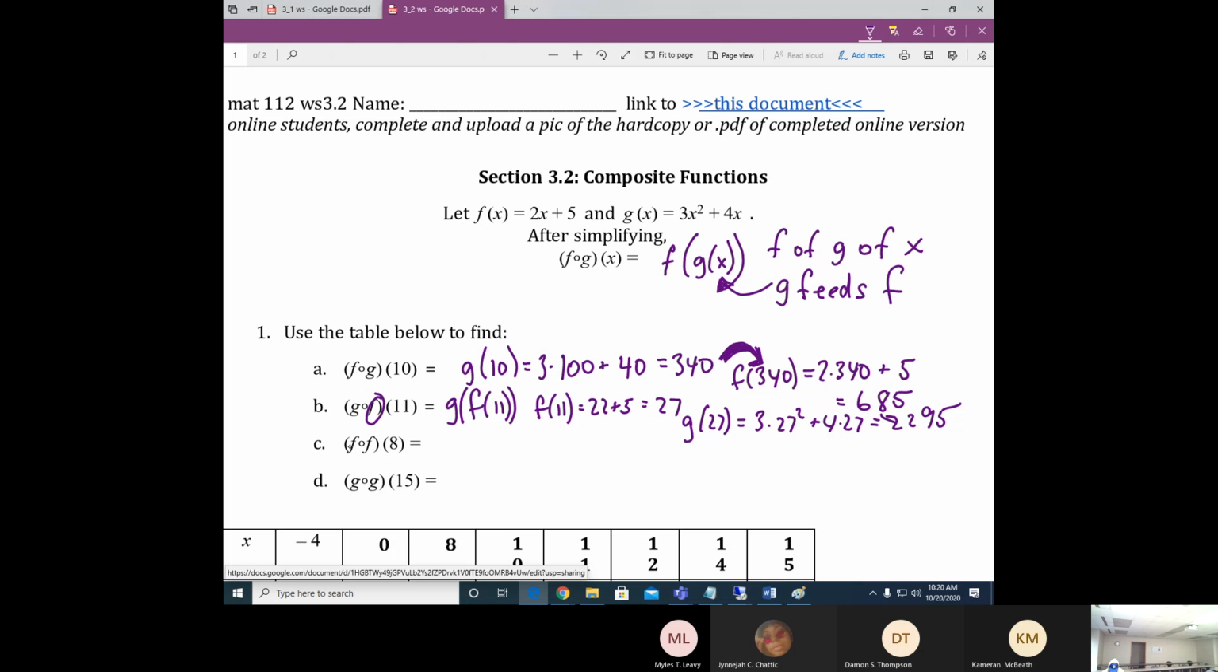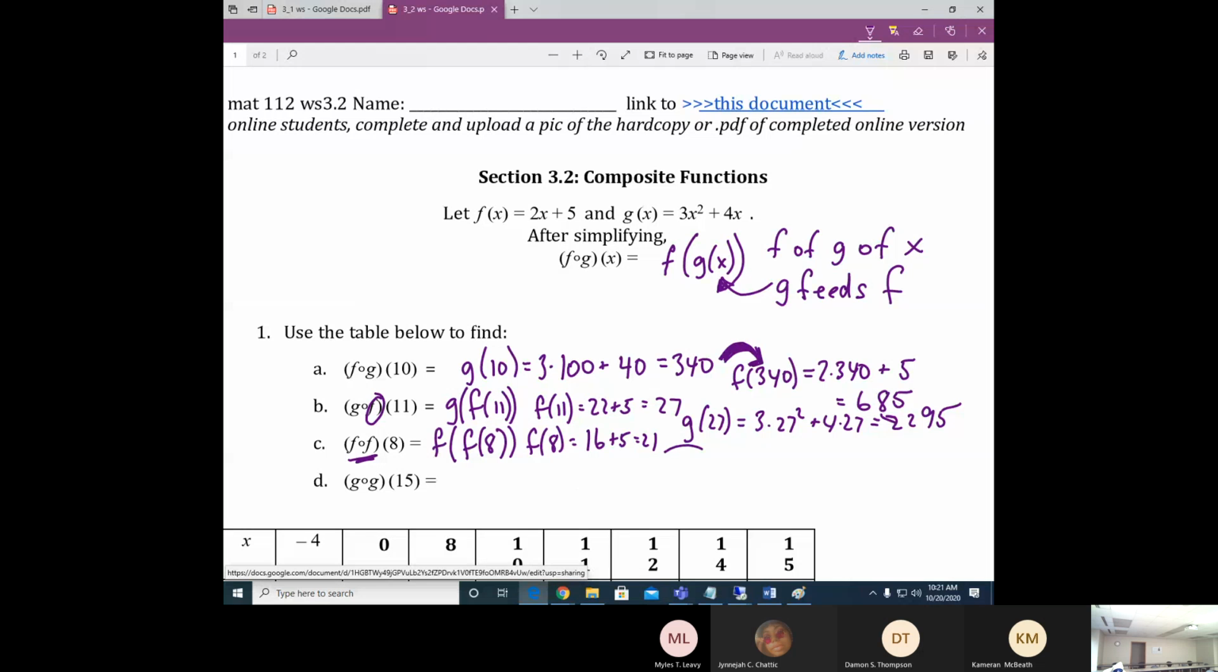Now this looks weird. What do you mean f of f of 8? Don't let that scare you. Just pretend that that's two different functions. That just means f fed with f of 8. Figure out what f of 8 is and feed it back into f again. So f of 8 is 2 times 8 plus 5 equals 16 plus 5 equals 21.